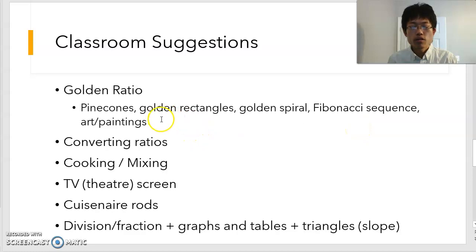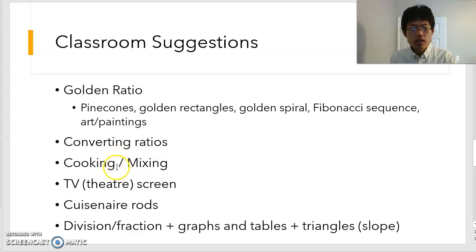I know there are lots and lots of topics related to the golden ratio that the students can actually investigate. Now, the next topic is converting ratios, like for example, from miles per hour to feet per second or something like that.